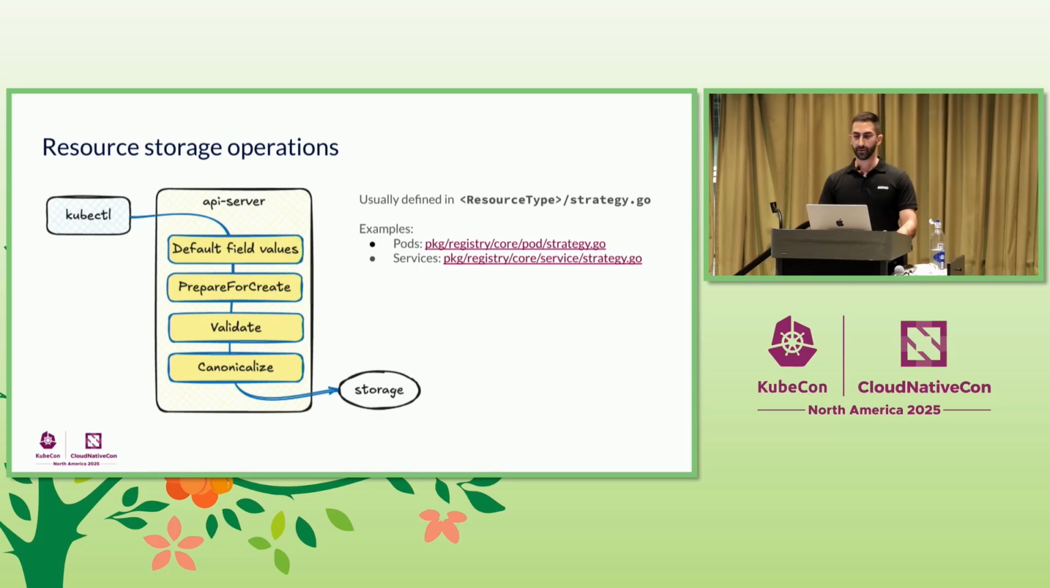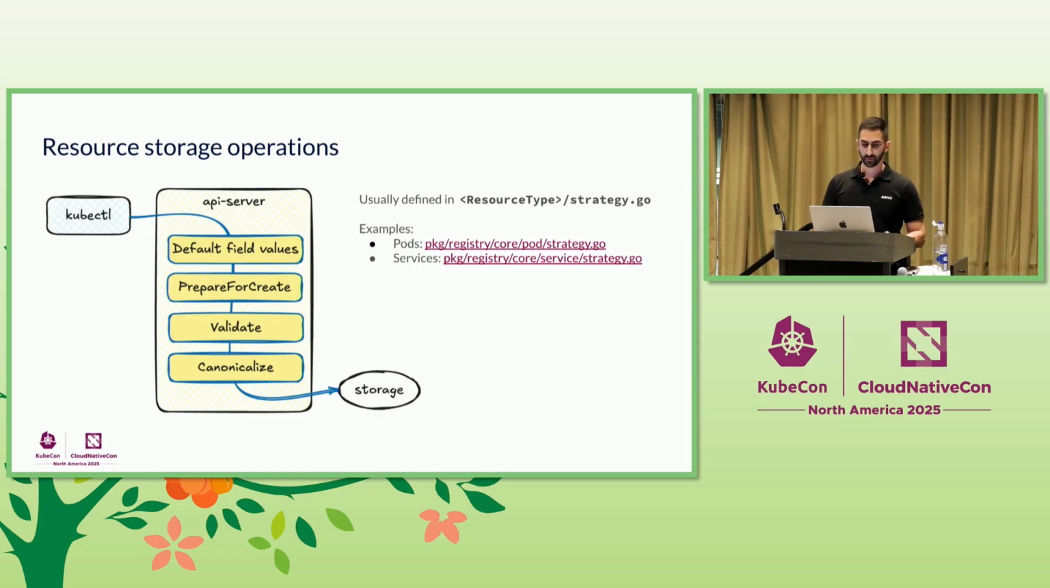When you're developing your own API server, this is something I think someone should get familiar with. There is this thing called strategy. Each type has a strategy, and you have them for built-in types. You can look at the code in Kubernetes on GitHub. They're hooks that the request goes through before it gets written to the storage, and in these hooks you can define your own logic.